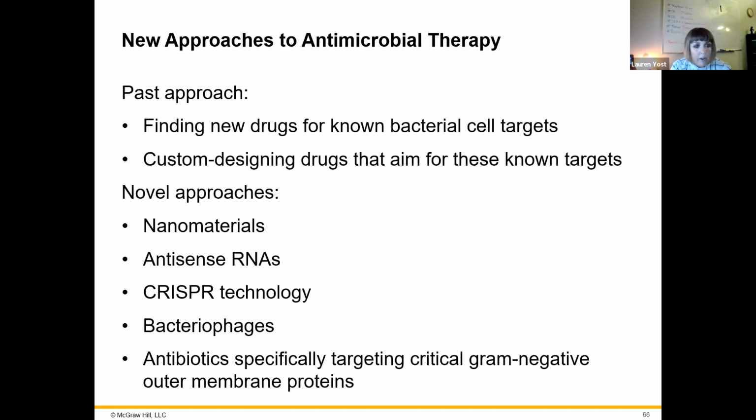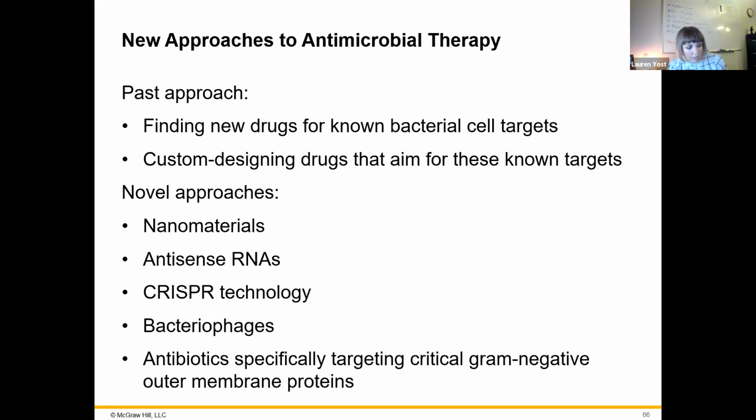So in the past, whenever we wanted to find new drugs, we would target known bacterial targets and then custom design drugs to aim for those known targets. But now we have a new way of approaching things that's giving us a little bit more variety in the drug choices that we could potentially come up with. So we have nanomaterials, antisense RNAs that could block the ability of these things to work, CRISPR technology to cut into certain sequences of the DNA. We have bacteriophages that can affect specific bacteria that we can target to be useful for us that way.